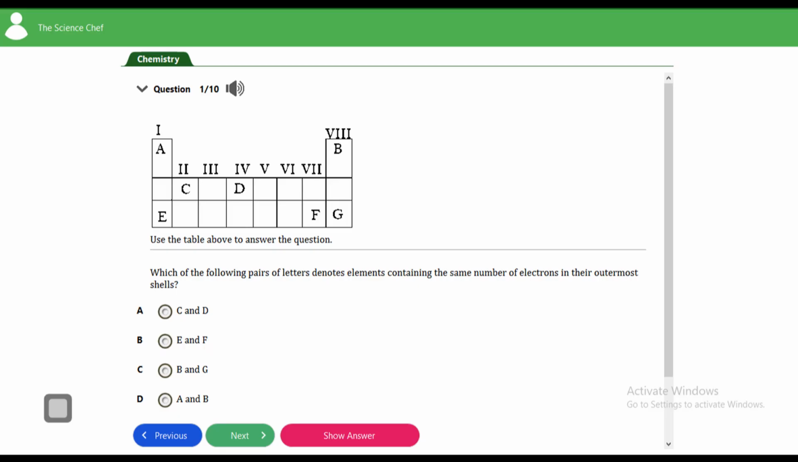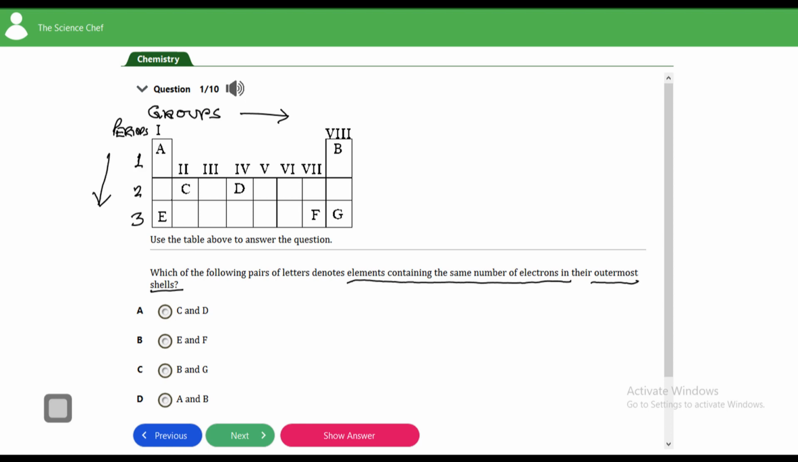Question 1. Use the table above to answer the questions. Which of the following pairs of letters denotes elements containing the same number of electrons in their outermost shells? The keyword here is elements containing the same number of electrons in their outermost shells. So we have group 1 to 8 and we have period 1 to 3 here.